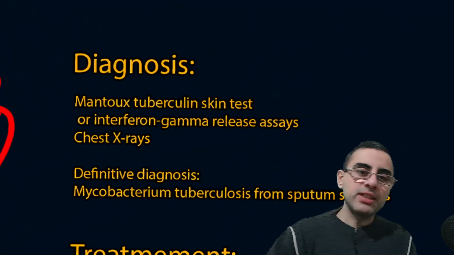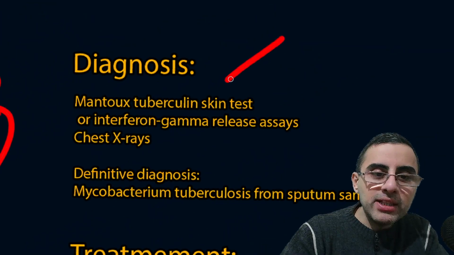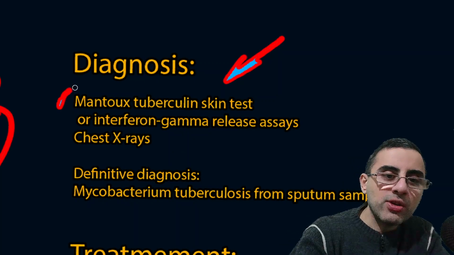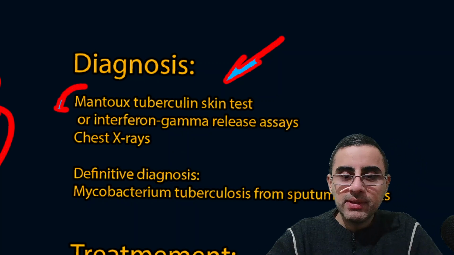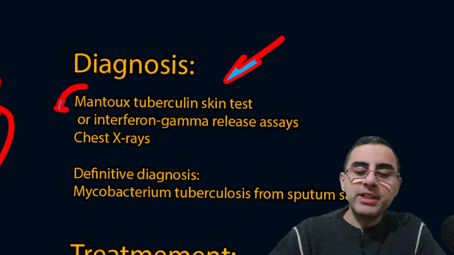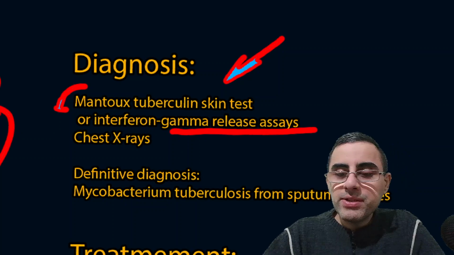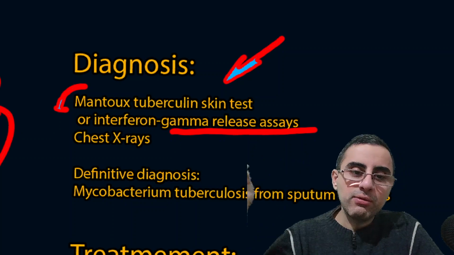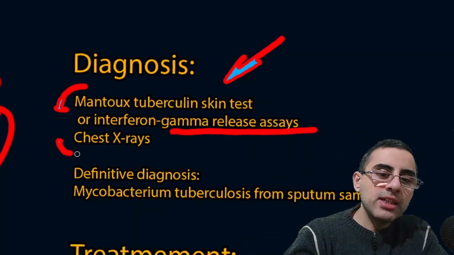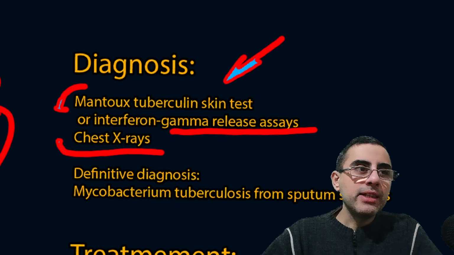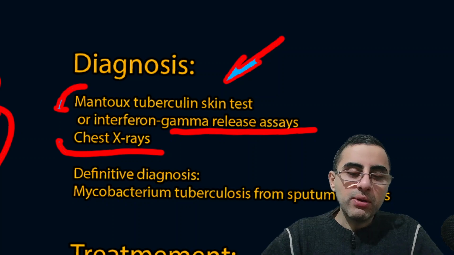What is the diagnosis? The first test made is the Mantoux tuberculin test. It is the initial diagnostic method, the initial test. The second test usually used is the interferon-gamma release assay. They measure the immune system's activity against tuberculosis, and chest X-ray is also an important test to assess lung condition and lung involvement in tuberculosis.